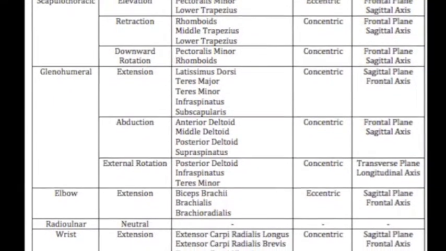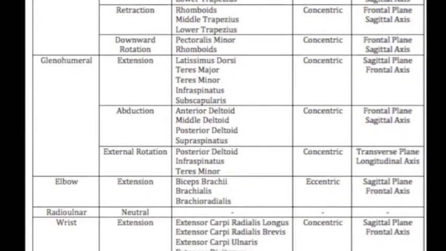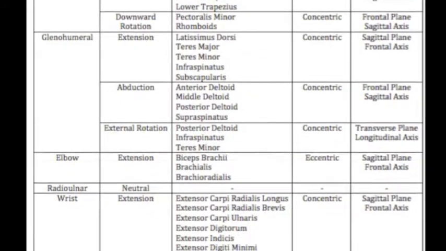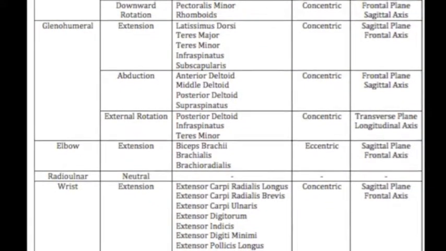There is eccentric elbow extension using the elbow flexors. There is no movement at the radioulnar joint. There is concentric extension of the wrist and hand joints using the wrist flexors and finger flexors.